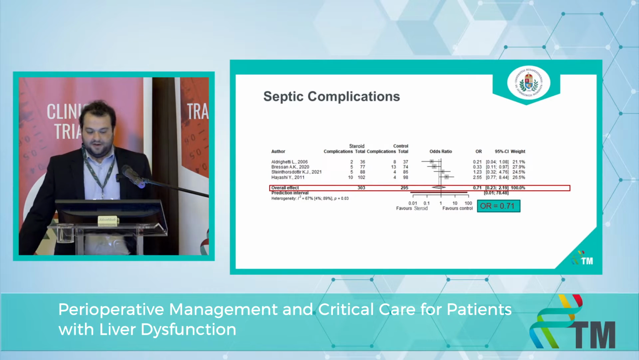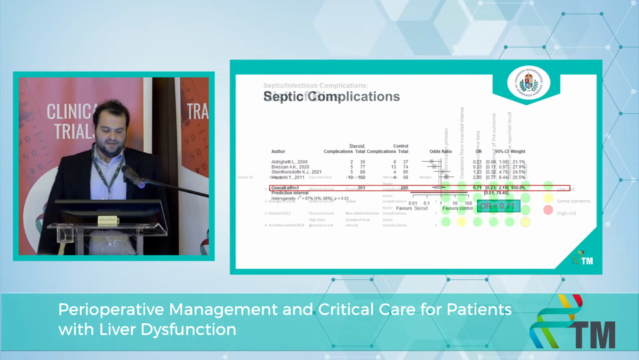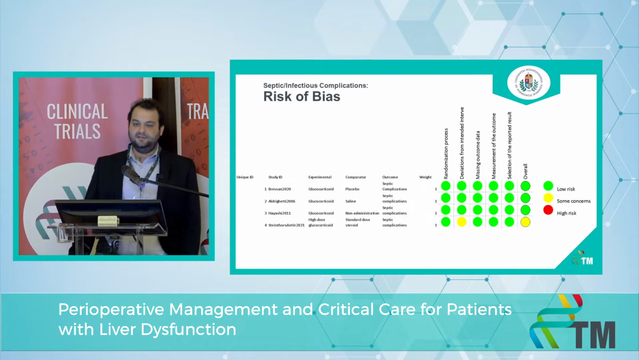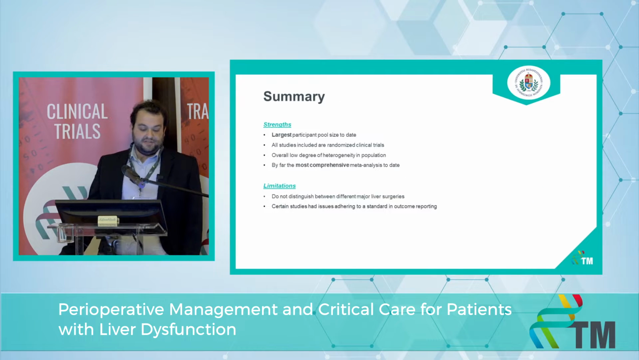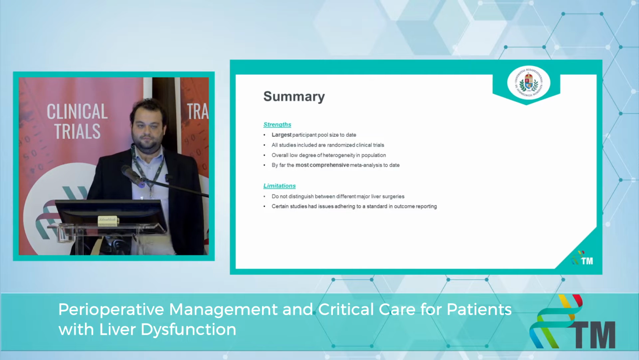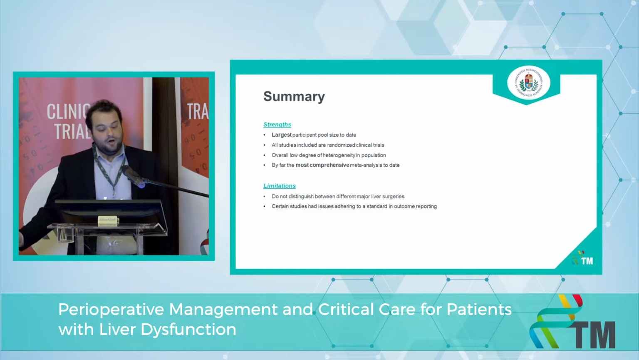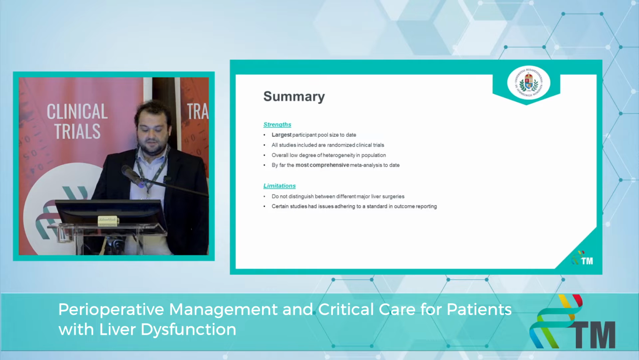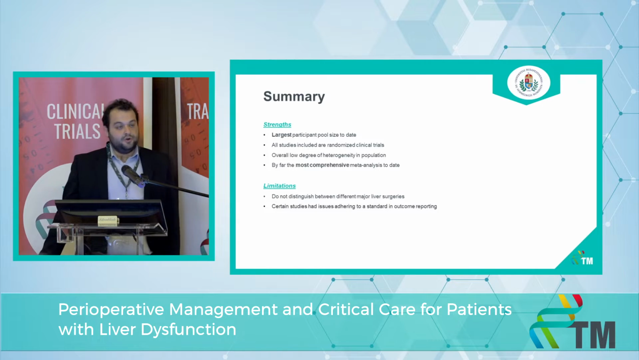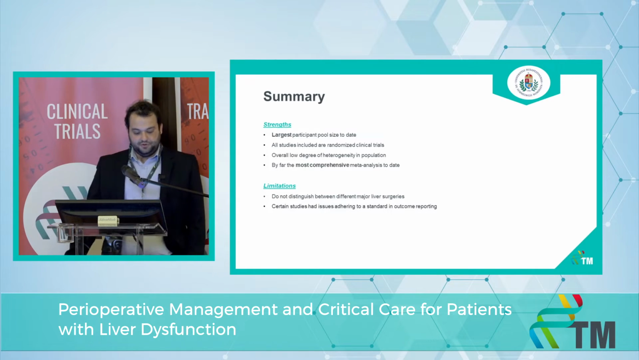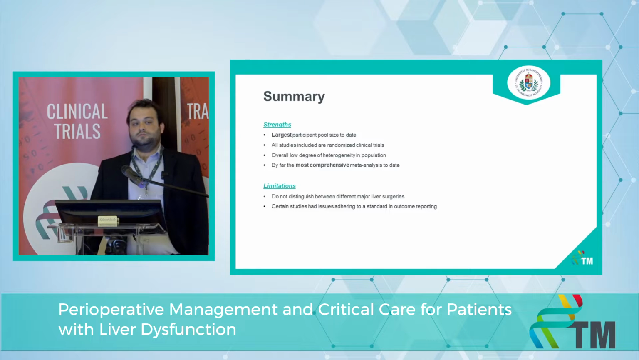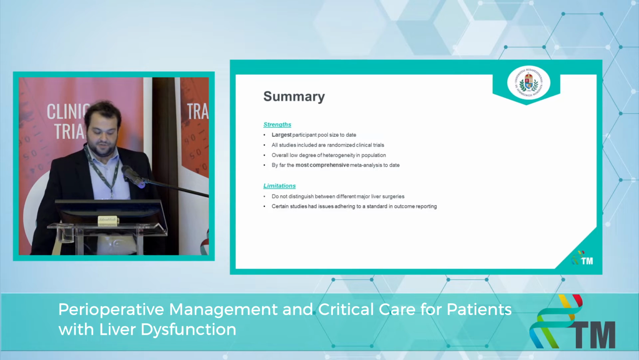Same story with risk of bias. To summarize, what we have conducted is this meta-analysis with the largest participant pool size to date. All studies we included were randomized. There's an overall very low degree of heterogeneity in population, which is very good news for us. And by far, this was the most comprehensive meta-analysis on this subject.